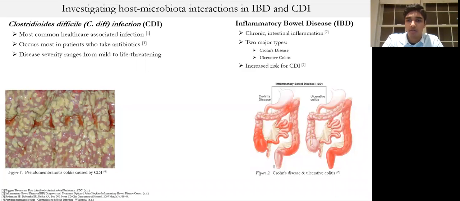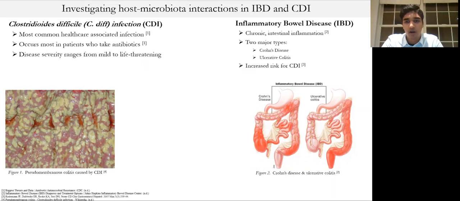And when I talk about intestinal microbiota, I'm referring to the indigenous bacteria that live within the gut. Studies have shown that an intact intestinal microbiota population provides resistance to C. diff colonization. Now, since antibiotics disrupt the gut microbiota, CDI occurs mainly in patients who are receiving antibiotic treatments. The severity of CDI ranges from mild to life-threatening, and its symptoms can include diarrhea, fever, nausea, and in some cases, death.